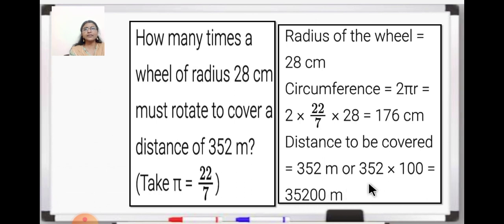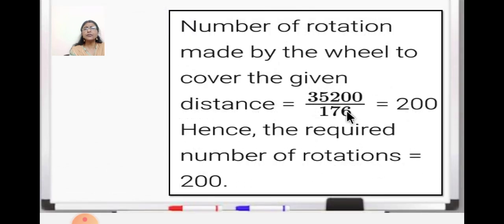And now what you will do? You have to find out the number of rotations made by the wheel to cover the given distance. So you need to divide. When you divide this value 35,200 by 176, that is the circumference of the wheel, you will get 200. So hence the required number of rotations is 200. The wheel will rotate 200 times to cover the distance we have calculated. So this will be the correct answer.